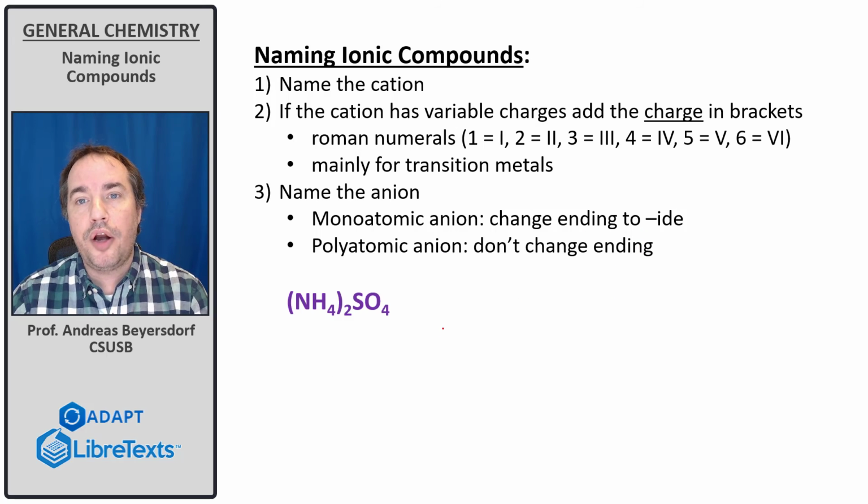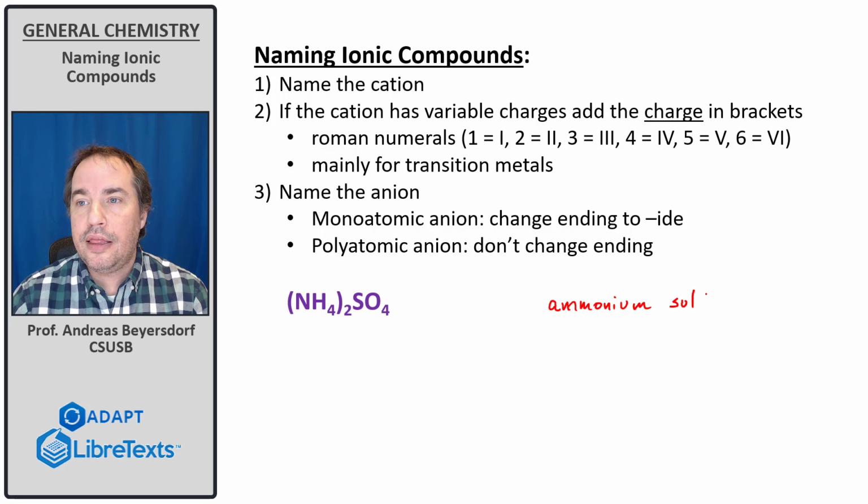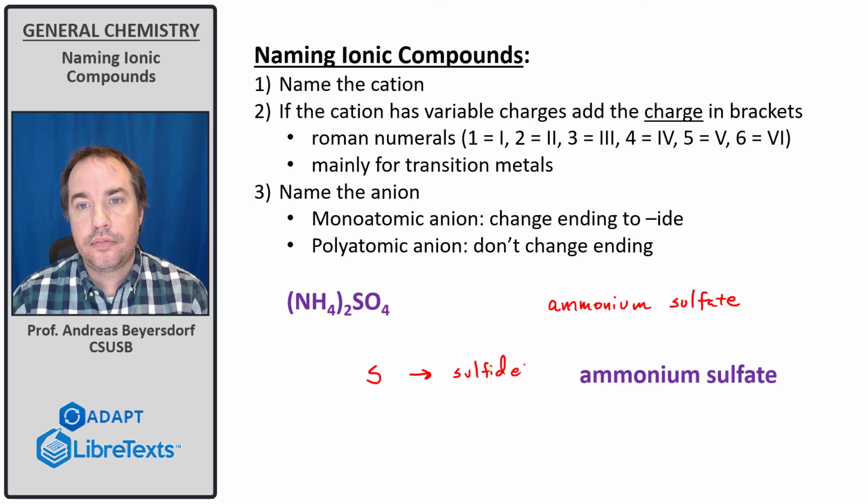Let's look at one where the anion is polyatomic. So here we have (NH4)2SO4. So we have ammonium, and then we say sulfate. We do not change the ending from sulfate to sulfide, because ammonium sulfide would be with an S. That would be sulfide. So that is how we name ionic compounds.